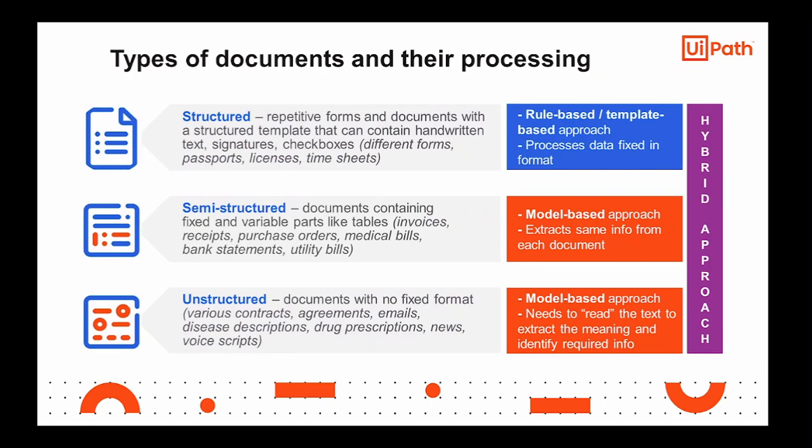Semi-structured documents are those which may contain both fixed and variable parts like tables. Those will be invoices, receipts, purchase orders, medical bills, bank statements, utility bills, and others. And finally, there are unstructured documents with no fixed format at all. Good examples of those would be various contracts, agreements, emails, disease descriptions, drug prescriptions, news, or voice scripts.